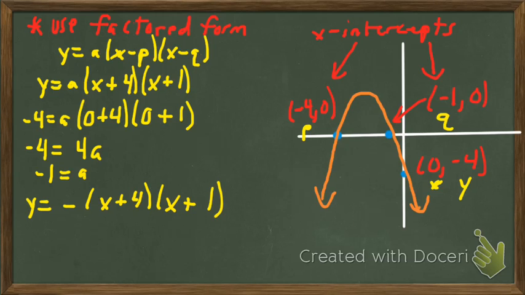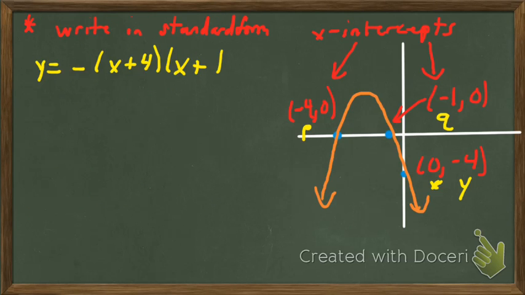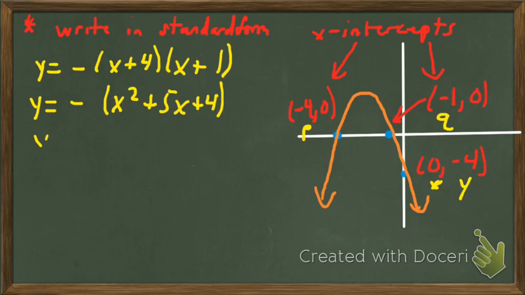Make sense? And once we know the factored form, then we're going to just simply go ahead and use multiplication to write that in standard form. Alright, I'm going to multiply negative 1 times x plus 4 times x plus 1. And actually, the way I'm going to do that is to leave the negative 1 alone, and first multiply the x plus 4 times x plus 1 with FOIL, which will give me x squared plus 5x plus 4. Then I'll distribute the negative 1, have y equals negative x squared minus 5x minus 4. That's the standard form equation for that parabola right there.